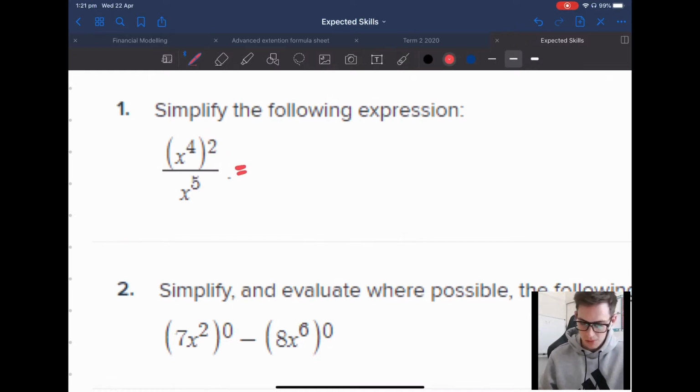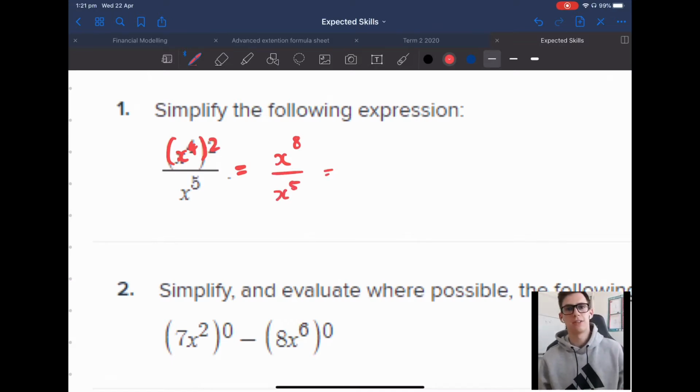Hopefully you remember from last term that when we have some power with another power, we need to multiply those powers. So that's like 4 times 2, so it's going to be x to the 8 on top, just leaving x to the 5 on the bottom. Now that it's division, remember what we're doing is we're saying where is the bigger power of x? That's on top. So I'm just going to write the x on top.